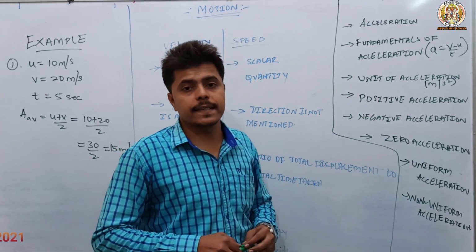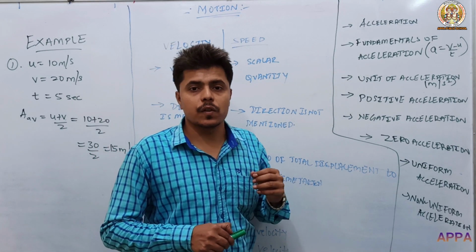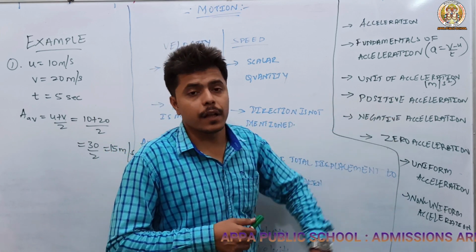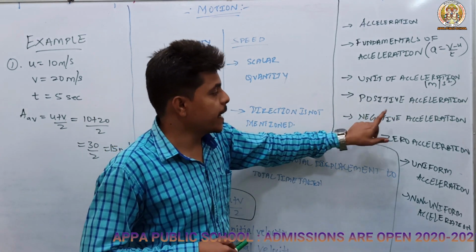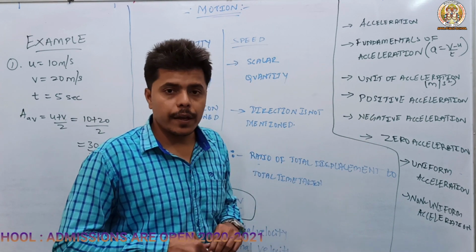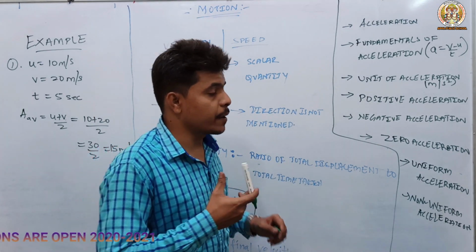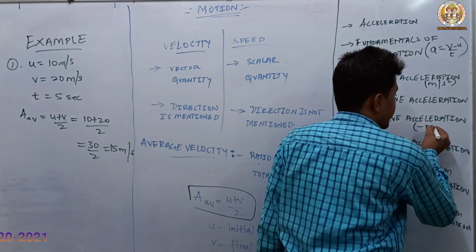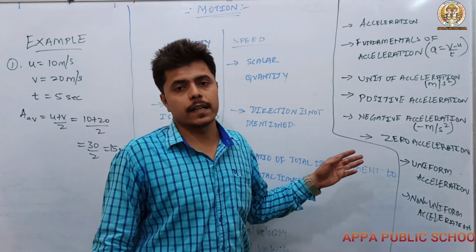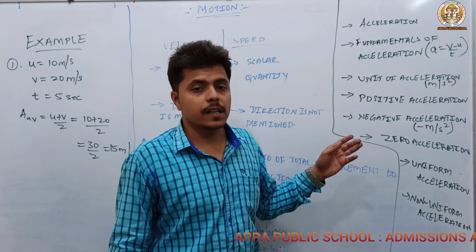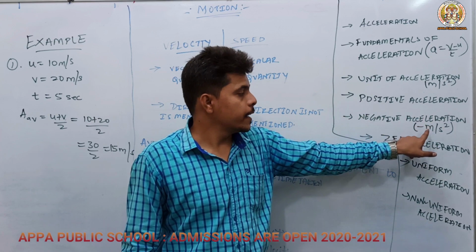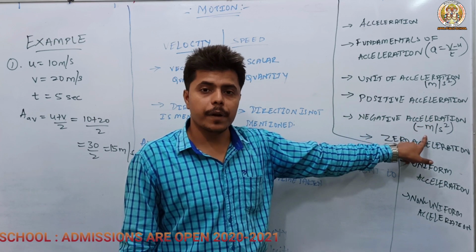Next is positive acceleration. When the sign is plus, we say the acceleration is positive. A minus sign represents negative acceleration, and its SI unit is minus meter per second square. Negative acceleration is also called retardation, and it is represented by minus meter per second square.